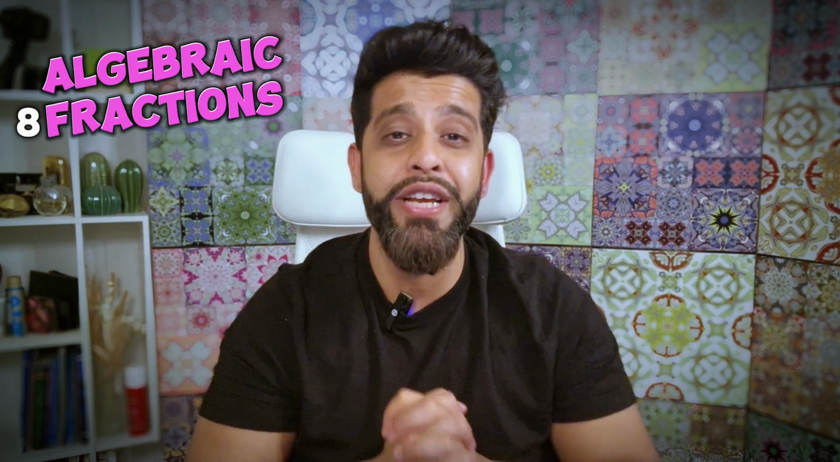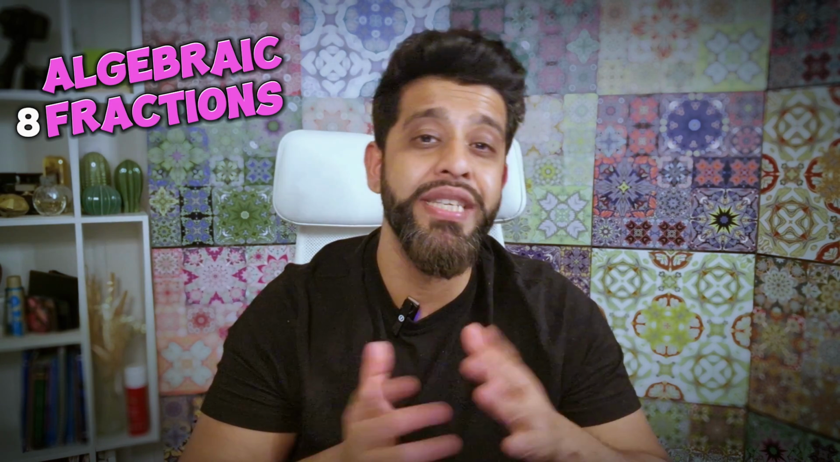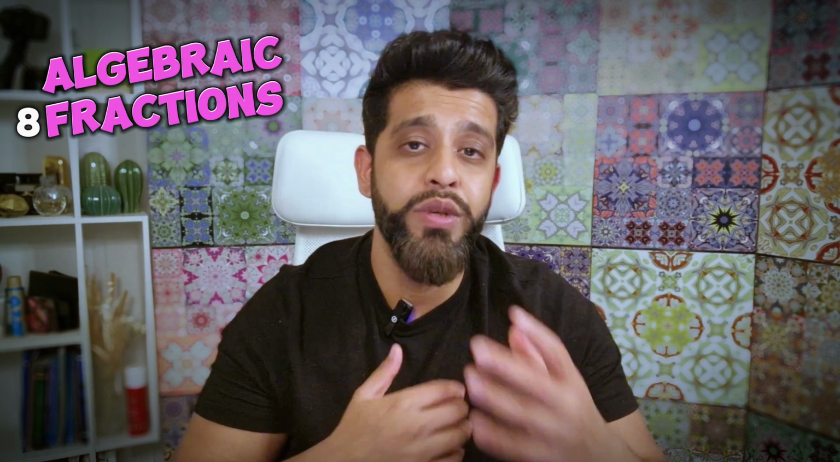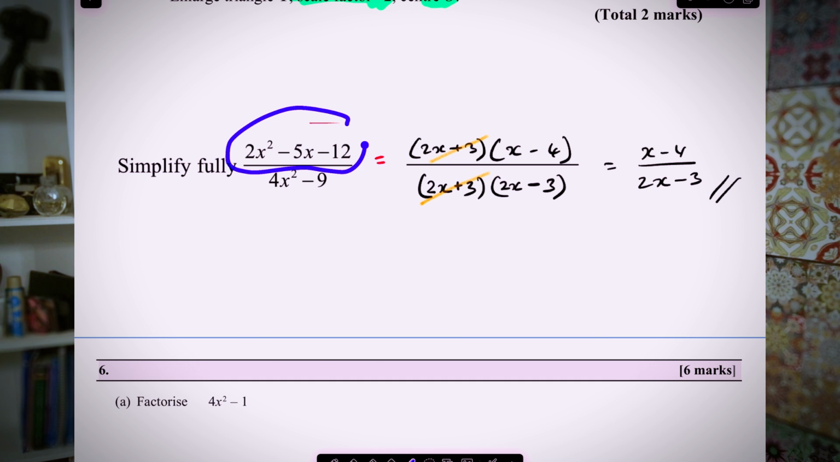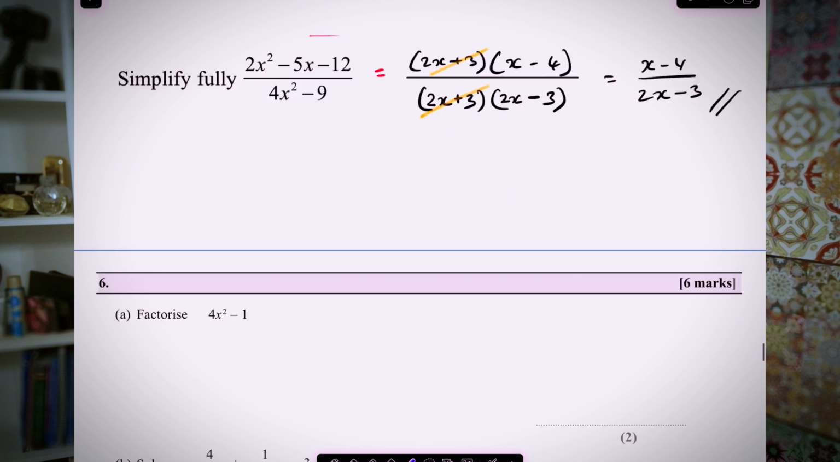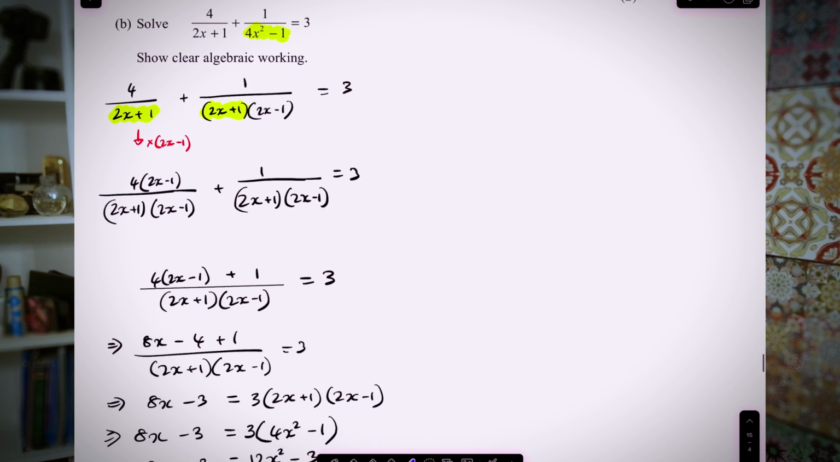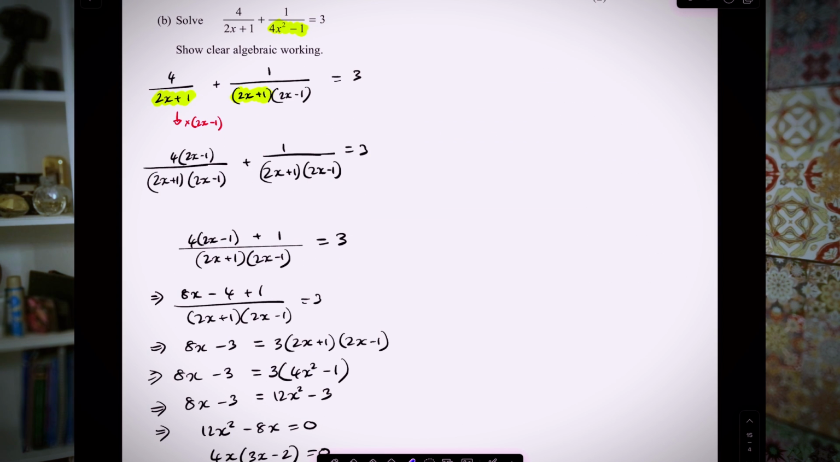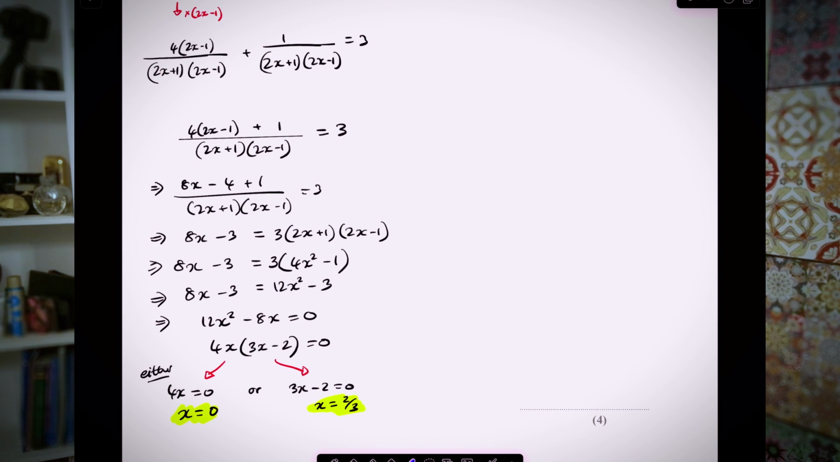Number 8, algebraic fractions. Usually these questions are towards the end of the paper and you have several types. You could have a question where you are factorizing the numerator and the denominator and then cancelling out, or you could have two fractions using algebra and you have to make the denominators the same by cross multiplying or whatever. These questions are also popular when you have to solve algebraic fractions. So get plenty of practice on those.